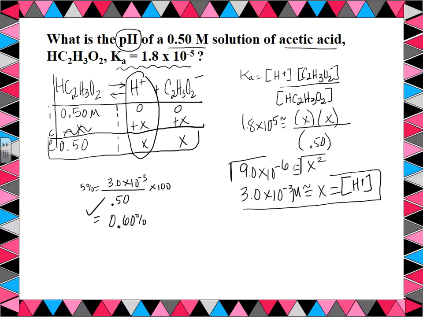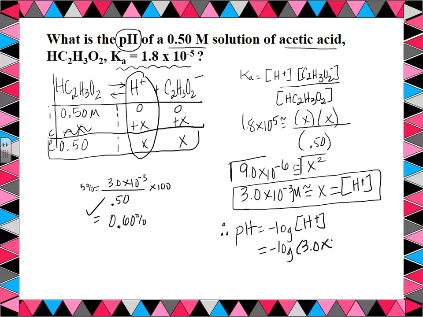So that means we can use this as our hydrogen ion concentration. So the pH is equal to negative log of H. Substitute in here, negative log of 3.0 times 10 to the negative 3. We have 2 sig figs here, so we need 2 decimal places.